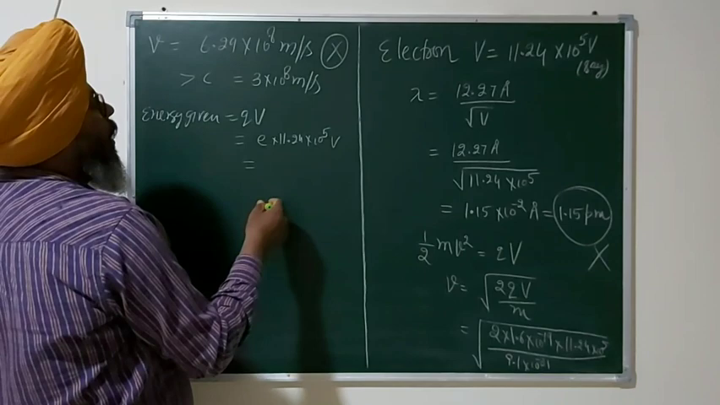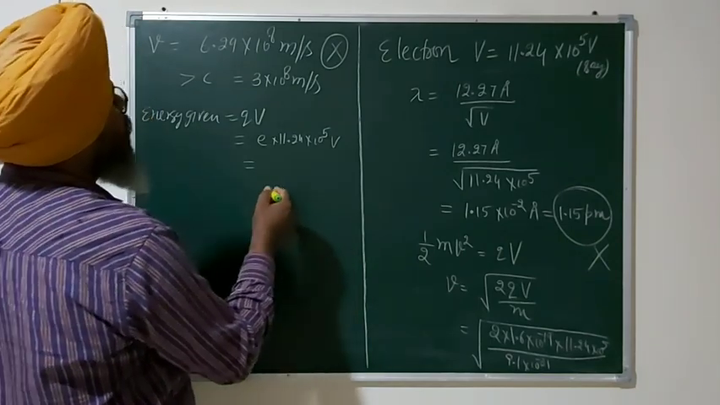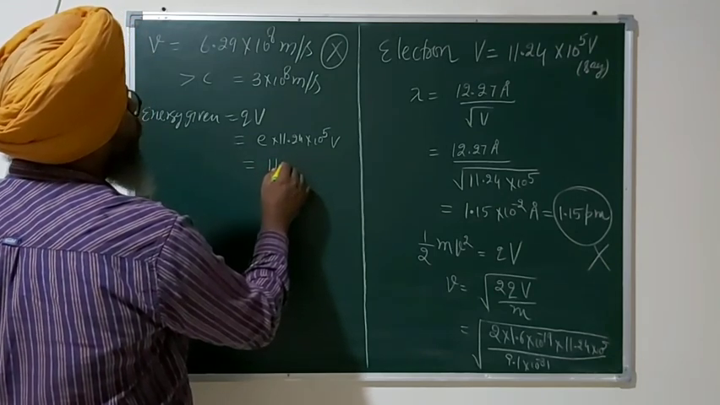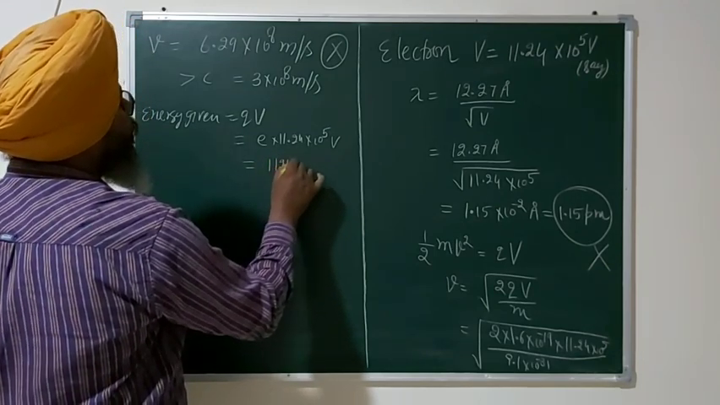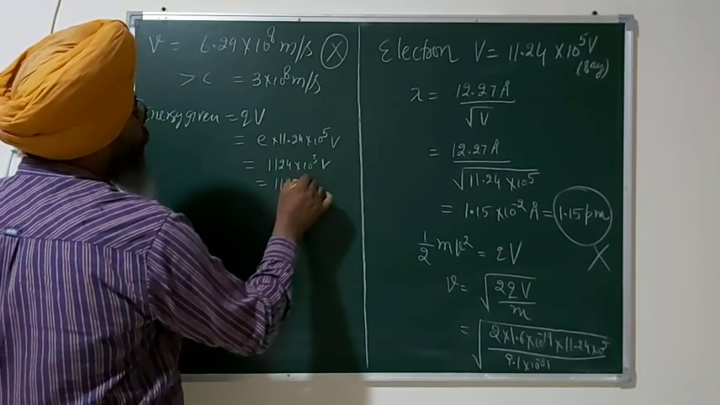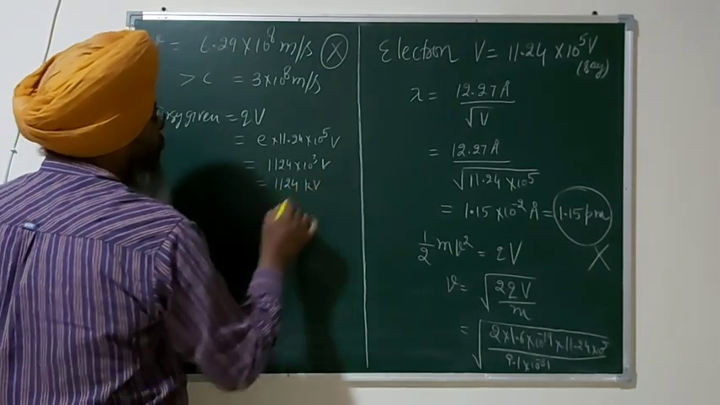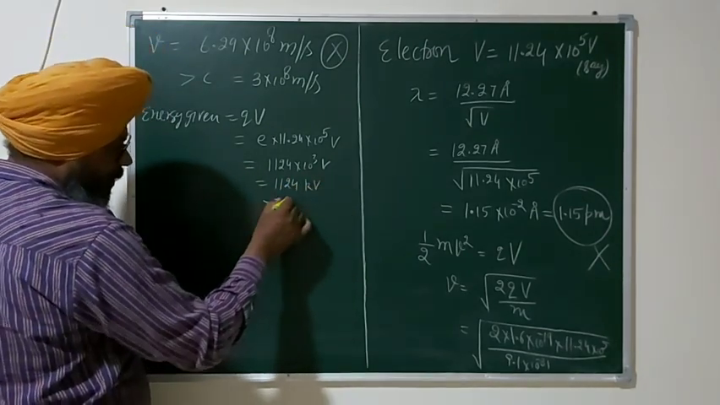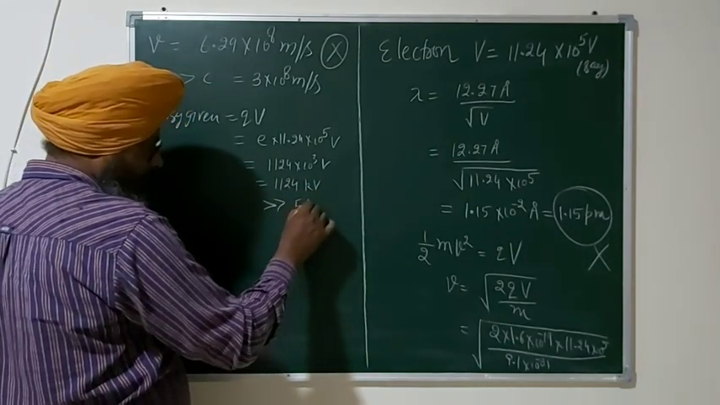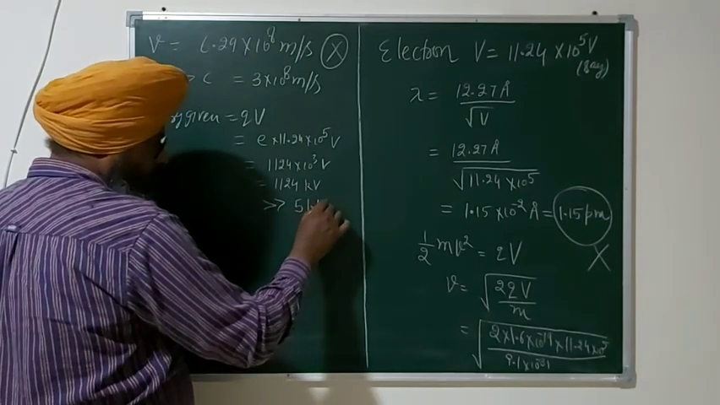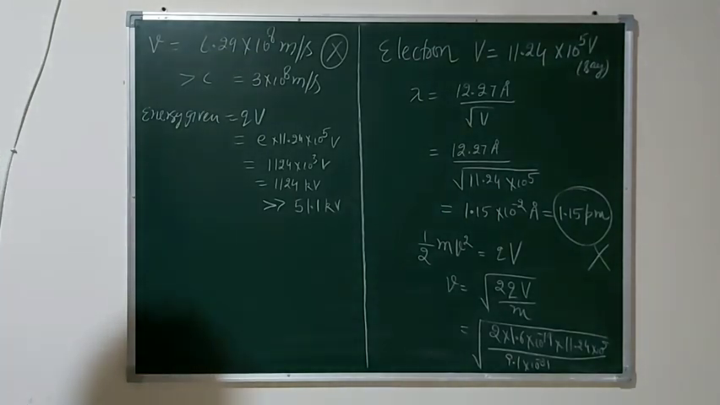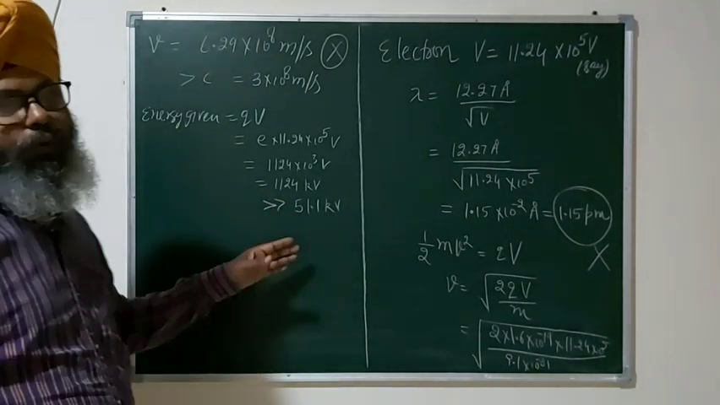This will be, I can write it as 11.24 into 10 raised to power 5 volt, which is 1124 kilovolt, and this value is much greater than the standard value which I told in my previous lecture, that is 51.1 kilovolt.